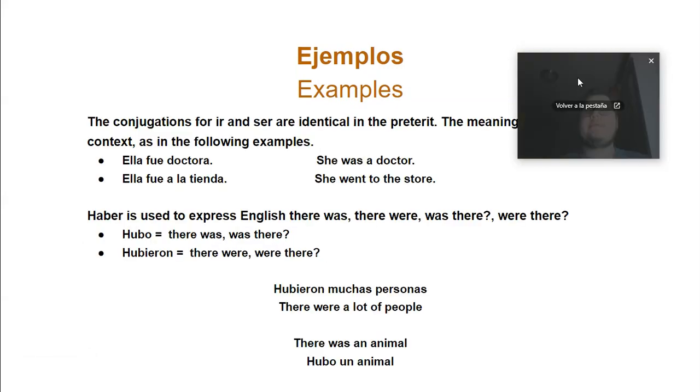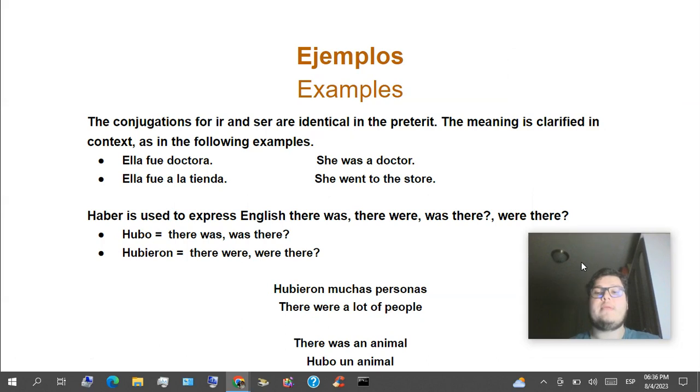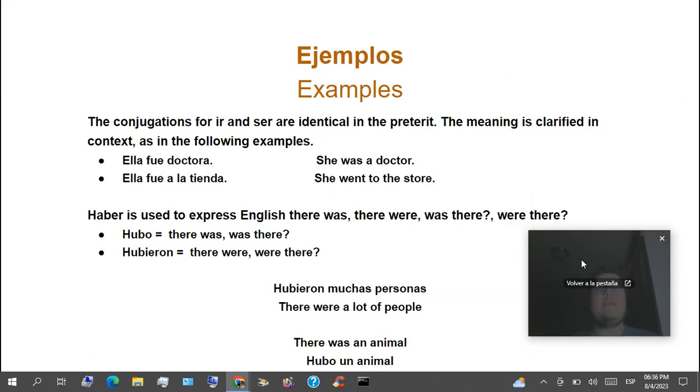What is this particular case? What is the reason or how can we tell the difference between these cases? Well, we have to look at this. The conjugations for ir and ser are identical in the preterite. The meaning is clarified in context, as in the following examples. Ella fue doctora. She was a doctor. Ella fue a la tienda. She went to the store.